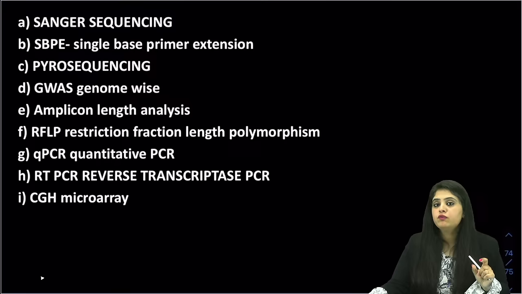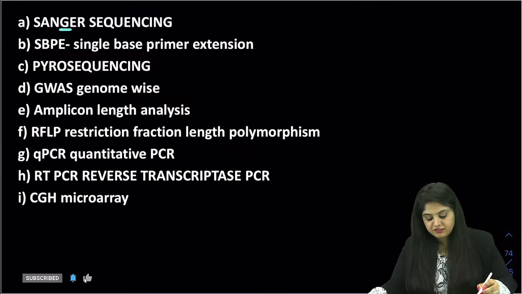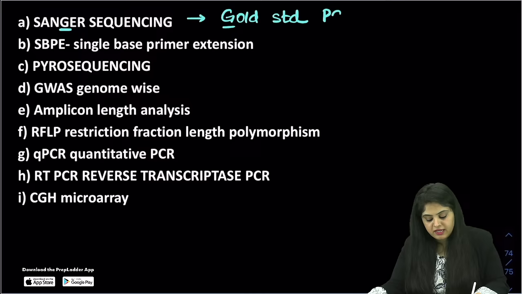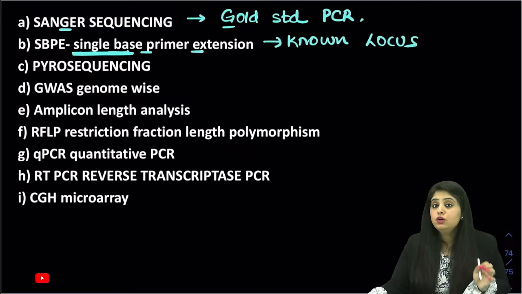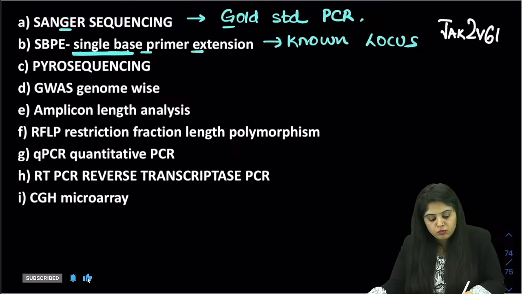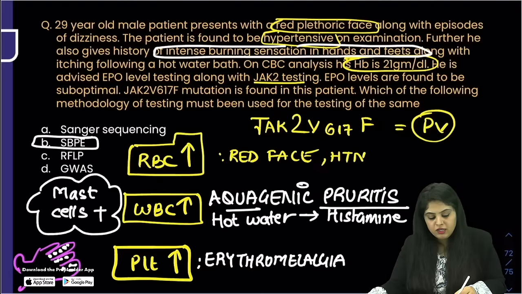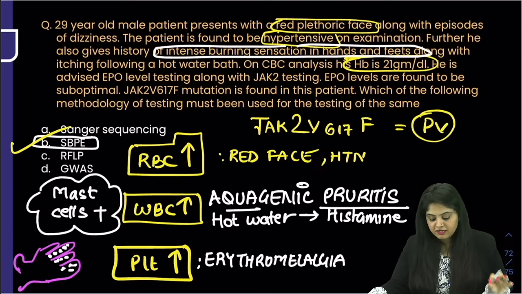So quickly tell me, Sanger has the G. So please remember that it is the gold standard PCR. Next, SBPE, single base primer extension. When you have a known locus, that is when you use it. For example, did we do a case of JAK2V617F? Did you know what to target in polycythemia vera? Exactly, the 617F codon. So when you knew that you have to target exactly 617F, for that you were using single base primer extension.